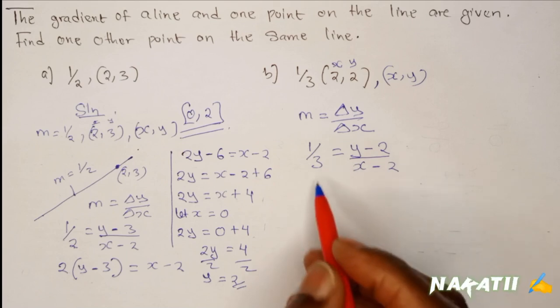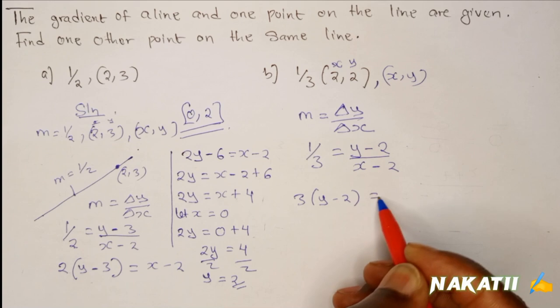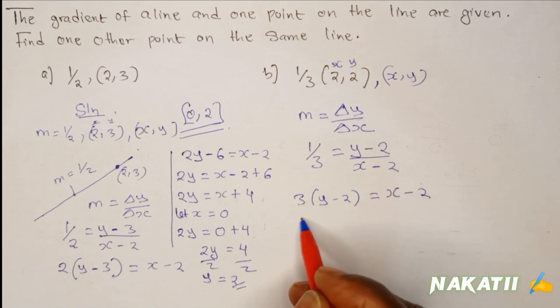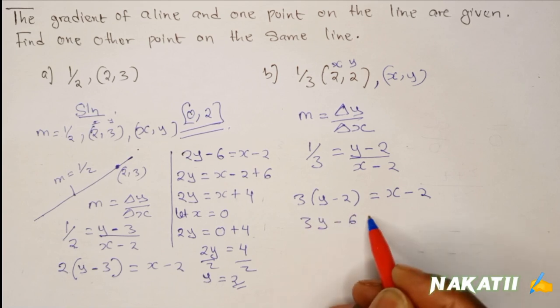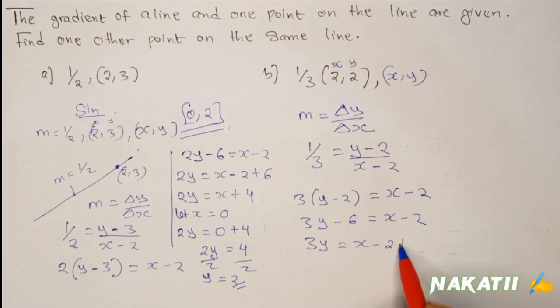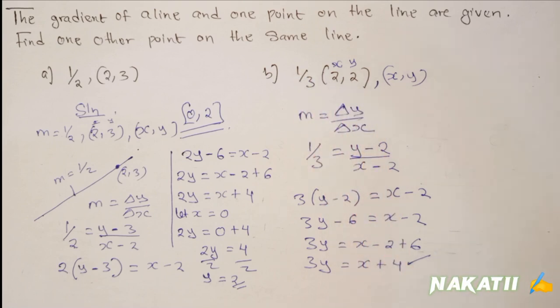Then you cross multiply. You're going to have 3 into y minus 2 is equal to x minus 2. If you open the bracket, you will have 3y minus 6 is equal to x minus 2. Take 6 to the other side, and you're going to have 3y is equal to x minus 2 plus 6. So you're going to have 3y is equal to x plus 4. You can leave it at this point, there's no problem. This is now the equation of a line that has this gradient and is passing through this point. So we need to pick another point.